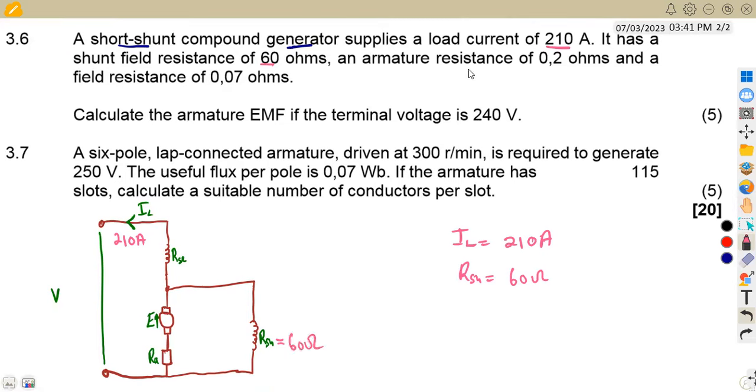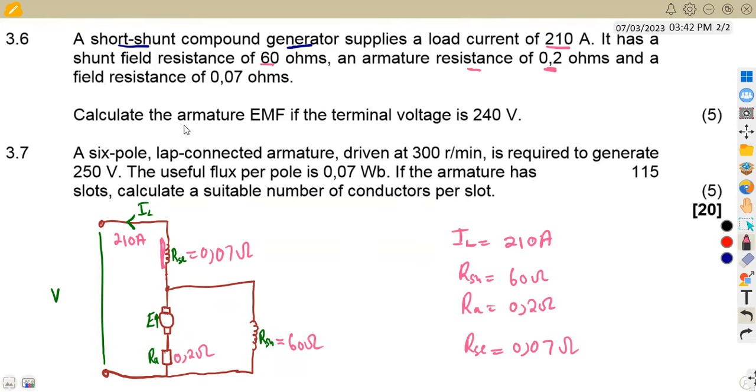Then an armature resistance of 0.2 ohms. So this is our armature here, we have got 0.2 ohms. And the field resistance, this is for the series field in this case, which is 0.07 ohms. Okay, so that is the information that we have.